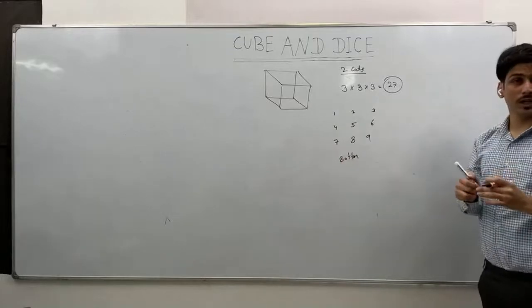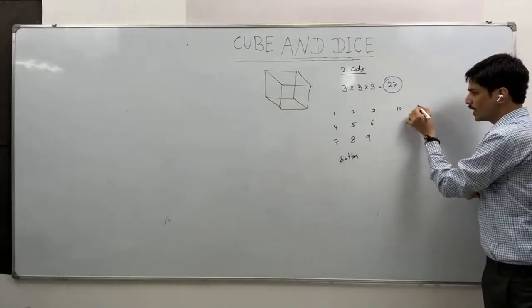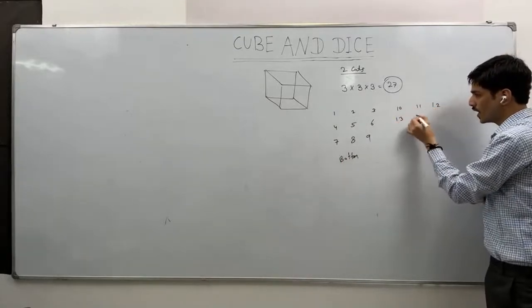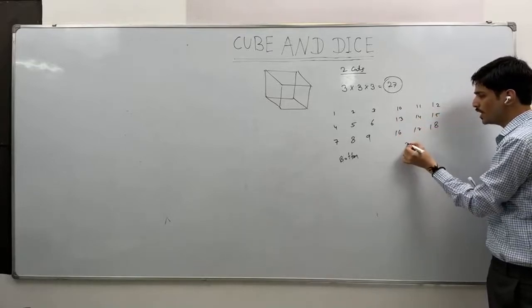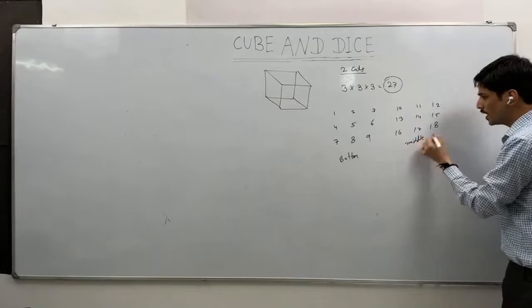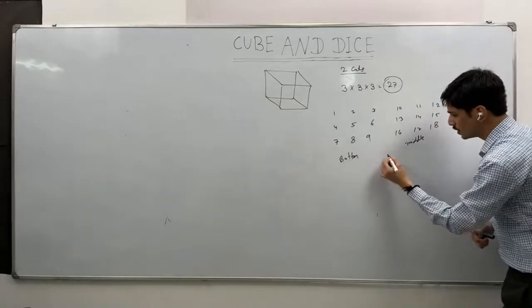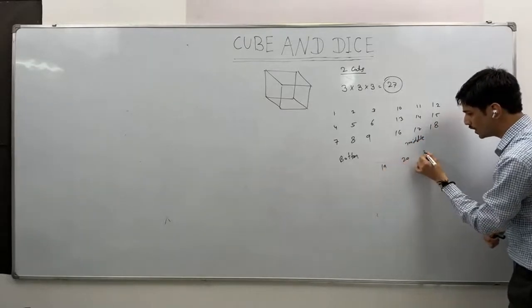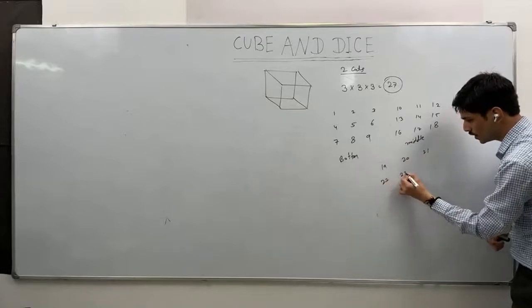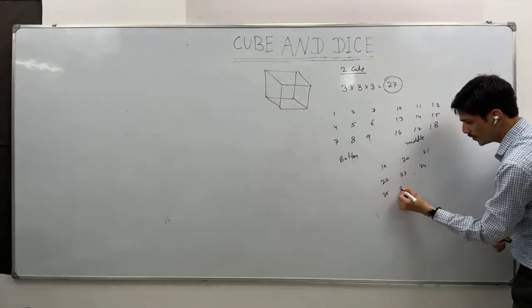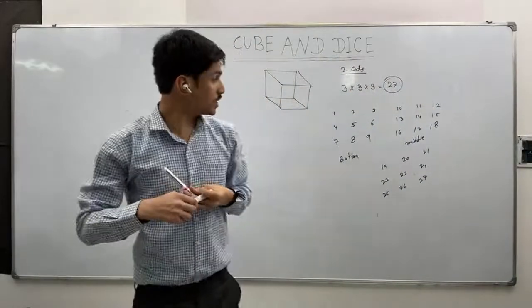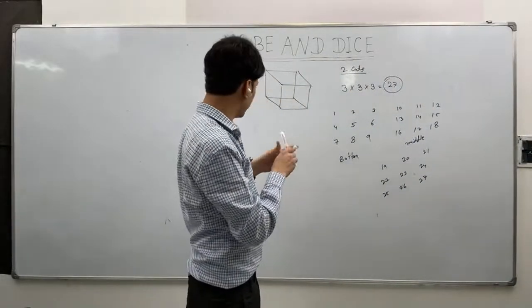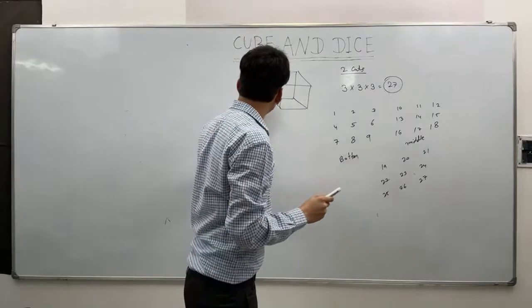What will happen to the next layer? Middle layer, you will start from here: 10, 11, 12, 13, 14, 15, 16, 17, 18. This one is middle layer, right? And let me write the top layer also. That will be 19, 20, 21, 22, 23, 25, 26, 27. This one is clear.